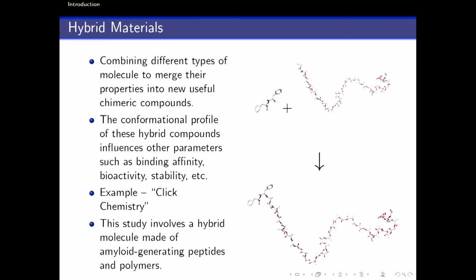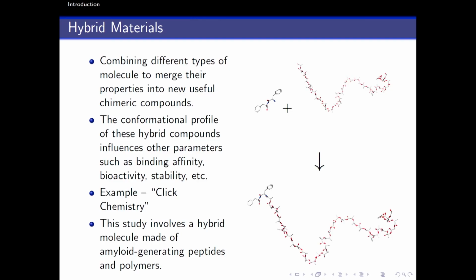What you see here in this picture is an example of what happens if you take a small peptide and a polymer and you link them together covalently. You get a new molecule that is a chimeric compound, which might have different properties from its original molecules. In this study, this is exactly what we're doing. We're taking peptides, a little bit longer than this one, but this is just for illustration purposes, and a polymer, and we try to combine them together and see what we get.